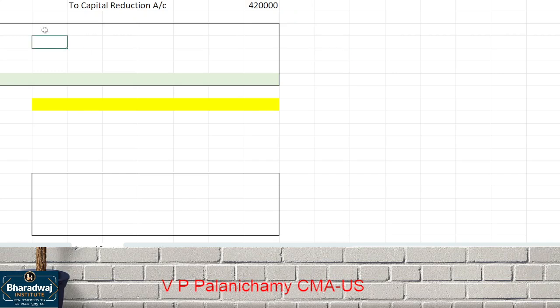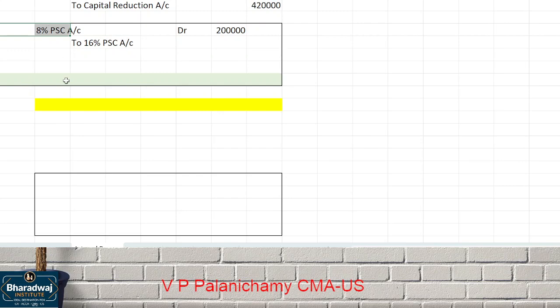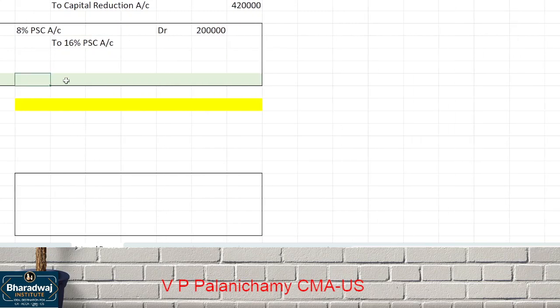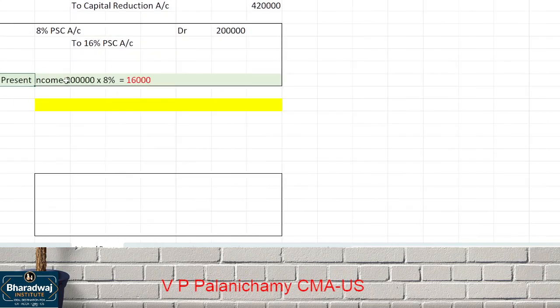Look at preference shares. Currently what is the dividend rate? 8% preference shares are to be converted into 16% preference shares without affecting their income, which means their income should not reduce. What is their present income? On the 2 lakhs, they will get 8%. Now, what is the dividend they are getting now? 16,000. Present income is 16,000. This income should not reduce at what rate? 16%. So, capitalize at 16%.